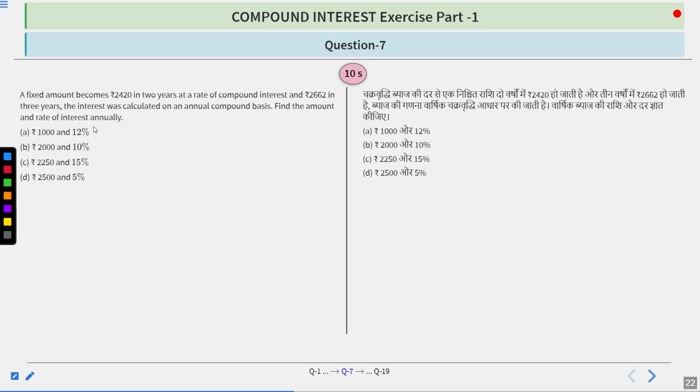Next, a fixed amount becomes rupees 2,420 in 2 years at a rate of compound interest and rupees 2,662 in 3 years. The interest was calculated on an annual compound basis. Find the amount and rate of interest annually. The options are option A, rupees 1000 and 12%, option B, rupees 2000 and 10%, option C, rupees 2250 and 15%, and option D, 2500 and 5%. These are the options.